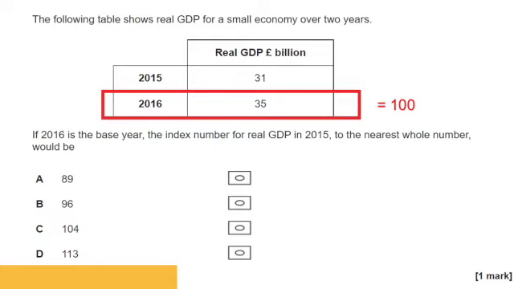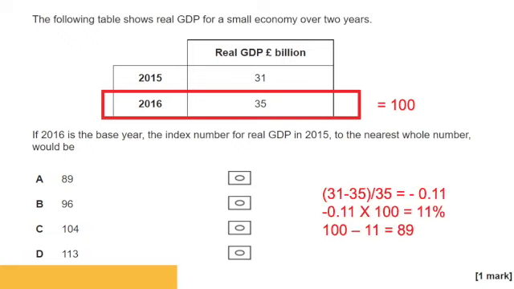So straight away we can rule out C and we can rule out D. All we simply have to do in this is a percentage change. Our percentage change, though, is going to consider 2015 as our new amount because we're looking at that as our point of comparison to that of 2016. So we do 31 minus 35 divided by 35, and that'll get us minus 0.11. Obviously we turn it into a percentage, and that gives us 11%. Now we have to convert it into an index, so we simply get 100 minus 11, and that gets us 89, which means the answer is A.